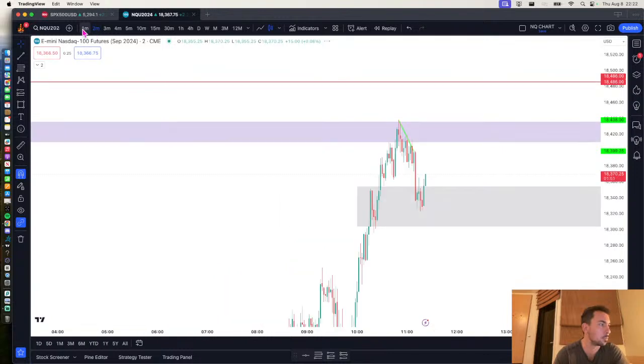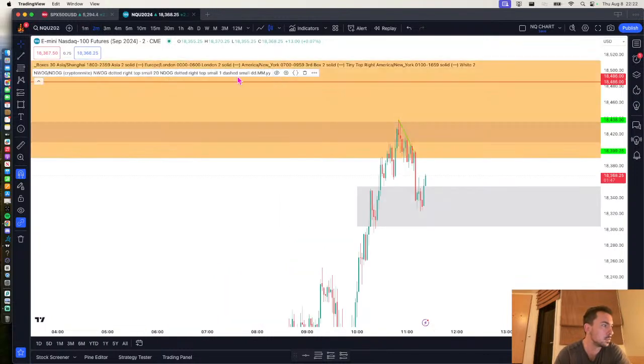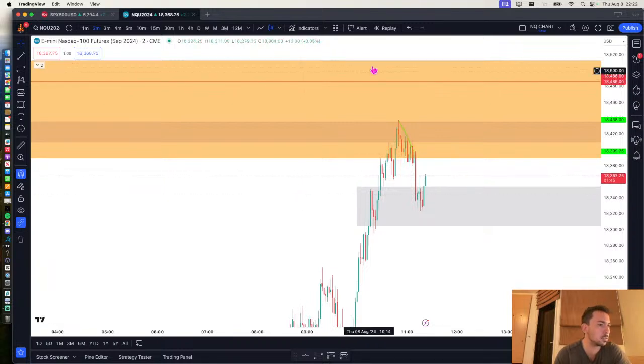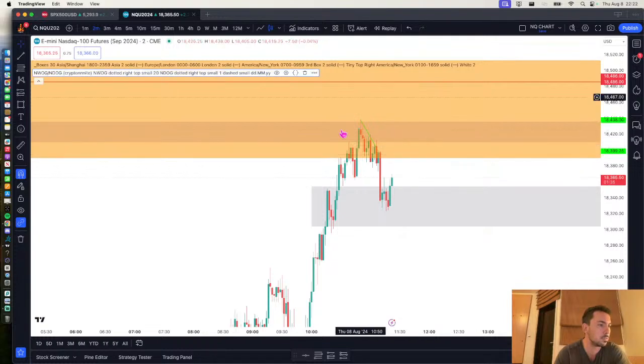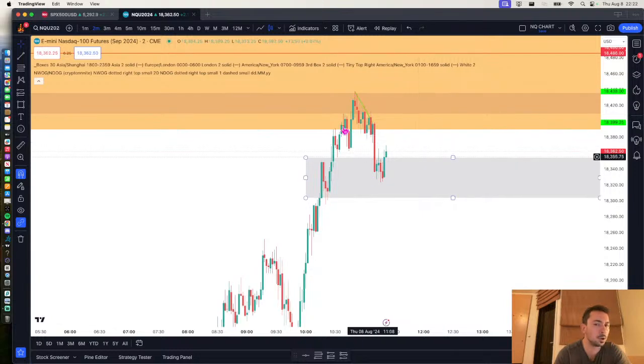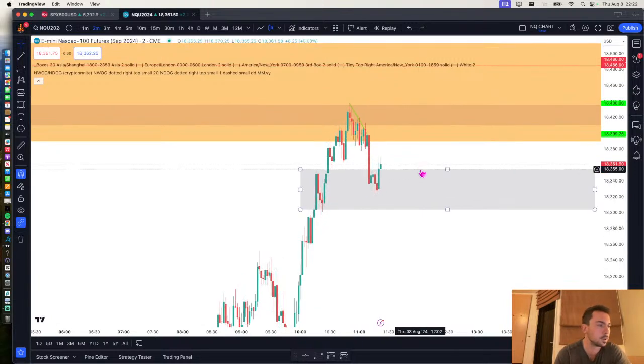So from a macro perspective, I don't think we really have a macro going on right now. We are in this new week opening gap, just a forewarning, just keep that in mind. And then this purple box is a 15-minute bearish fair value gap. Now we've had a big run already today, so I would just be cautious about longing here.